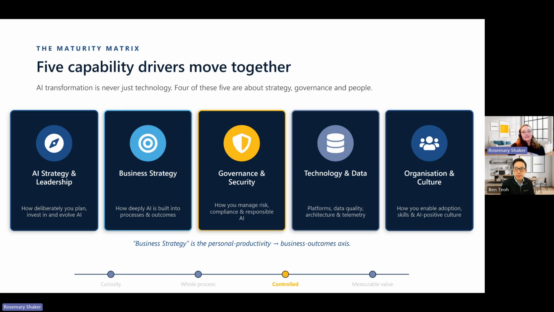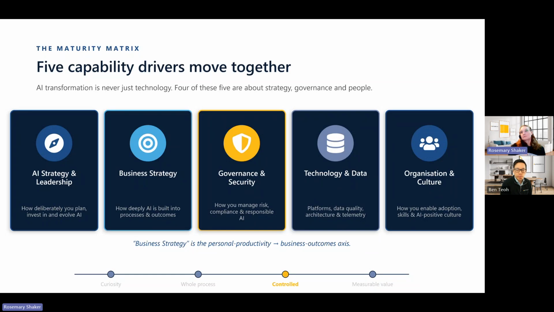So how you deliberately plan to invest and evolve your AI, your business strategy. AI shouldn't ever just sit alone. It really does need to support the rest of the business strategy. It should be an enabler for you to achieve your business strategy. The governance and security is really important in terms of how you manage the risk, and making sure that your people feel confident in it. The data and technology, like we talked about: where does that data sit? How does it work? What is the data quality? That all changes. And then, of course, the organisation and the culture.